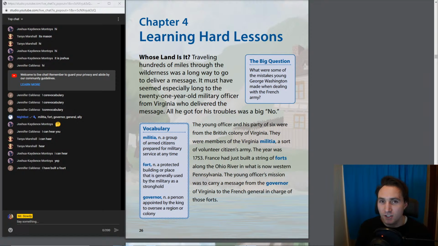And let's pause because we just hit our 3rd vocabulary word, which is governor. And what is a governor? Can you guys read that with me? A person appointed by the king to oversee a region or colony.